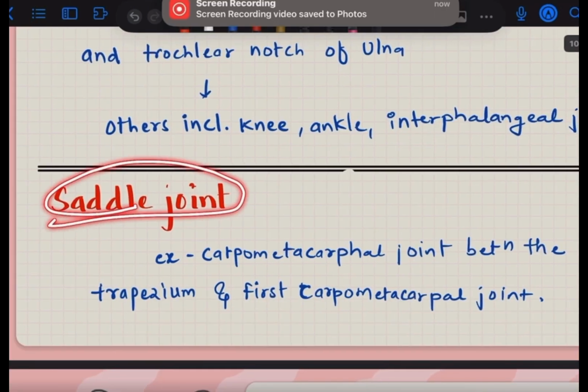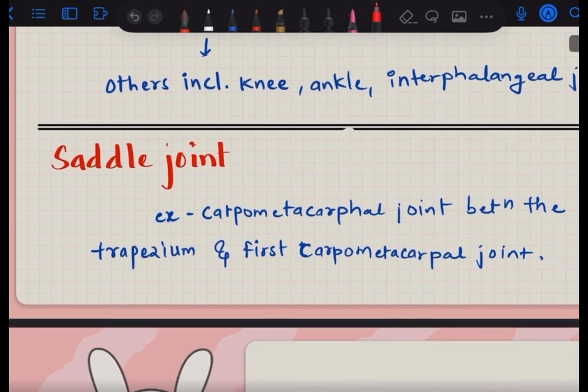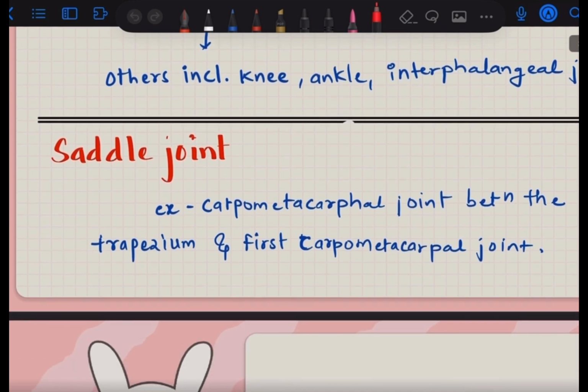Now, saddle joint. Saddle joints are functionally classified as biaxial joints. In the saddle joint, as the name suggests, it is a saddle-shaped articulating surface of the bone, which is concave in one direction and convex in the other direction. The primary example of the saddle joint is the carpometacarpal joint between the trapezium and the first metacarpal.